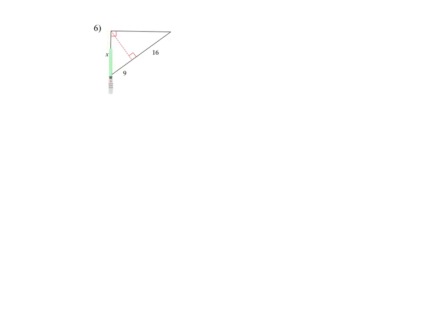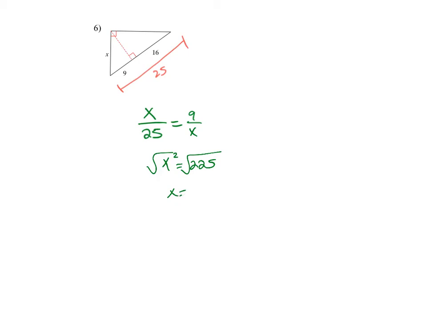So again, in this case, I have one of the sides of the big triangle. So I'm going to work with that side and the big triangle. Remember that this hypotenuse is 25. So let's start with x, the hypotenuse of the small triangle. The hypotenuse of the small triangle is to the hypotenuse of the big triangle as the leg of the small triangle, in this case this side right here, 9, is to the leg of the big triangle, x. I'm just going to cross multiply. x squared equals 225, and the square root of both sides, x equals 15.